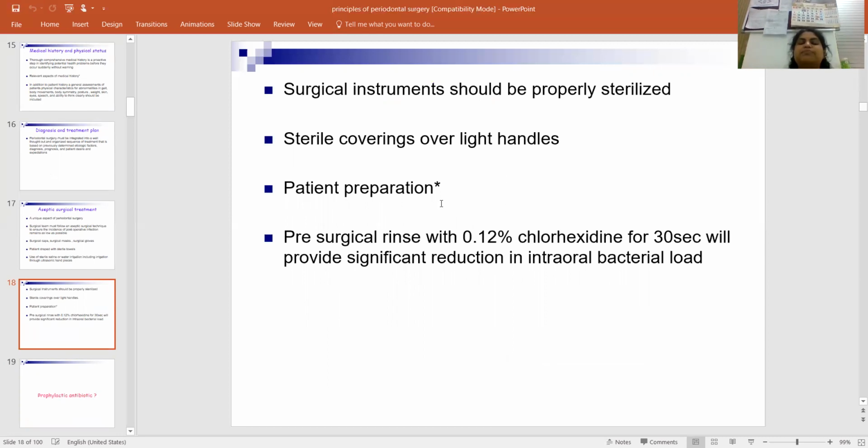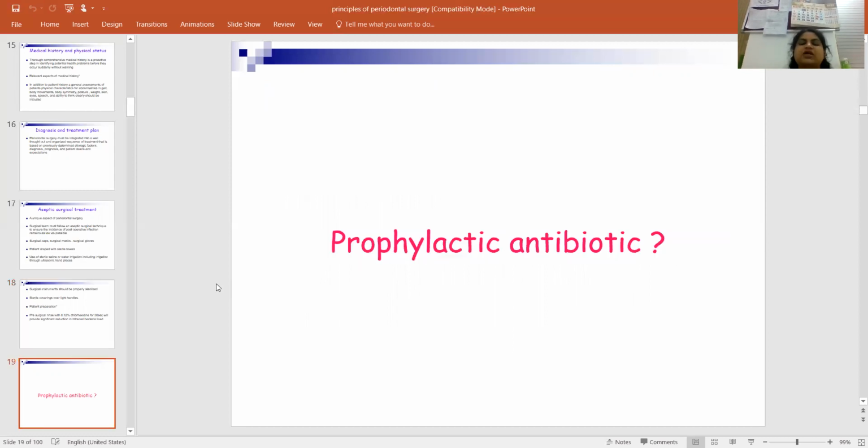Patient preparation should be done. For the pre-surgical rinse, you can have the patient rinse with 0.12% chlorhexidine for 30 seconds, which will provide a significant reduction in intraoral bacterial load. Because, as we all know, periodontal pathogens provoke tissue invading enzymes, and the oral bacteria can run into the main bloodstream. So the pre-surgical rinse always helps to stop the transmission of oral bacteria into the main bloodstream. So which prophylactic antibiotic are you going to use?